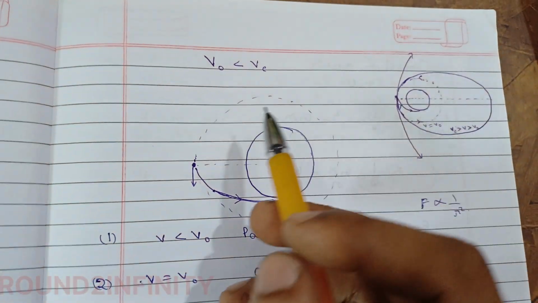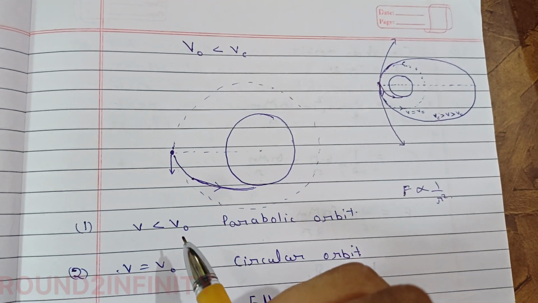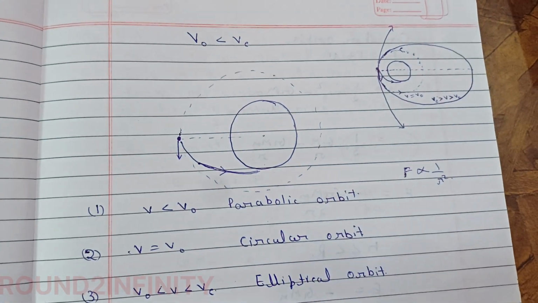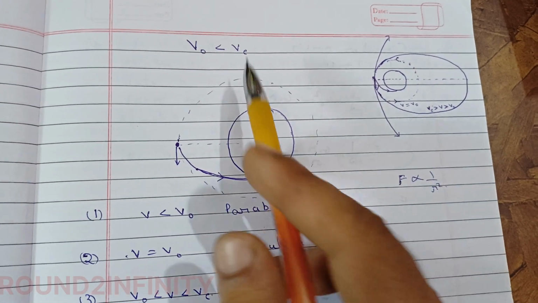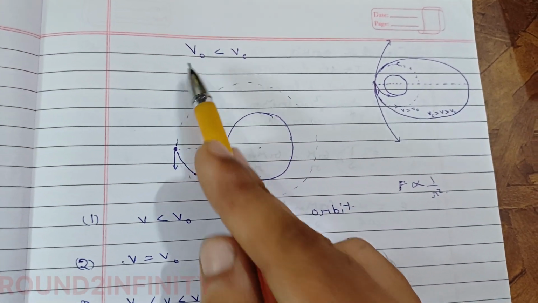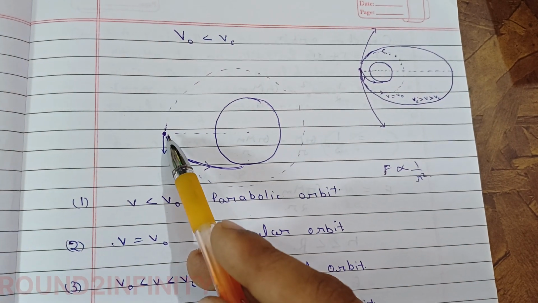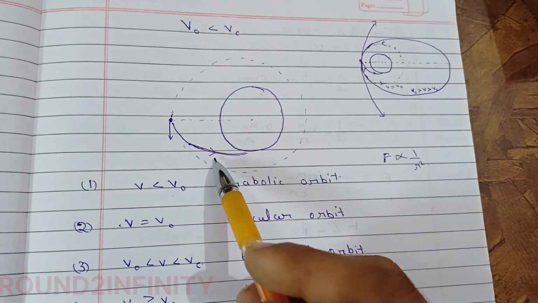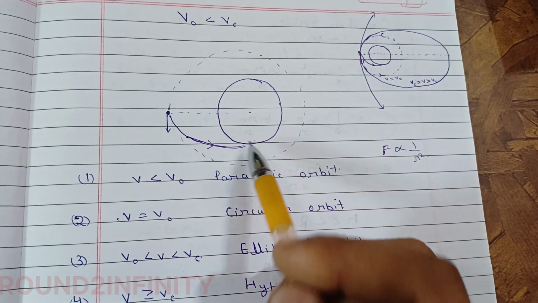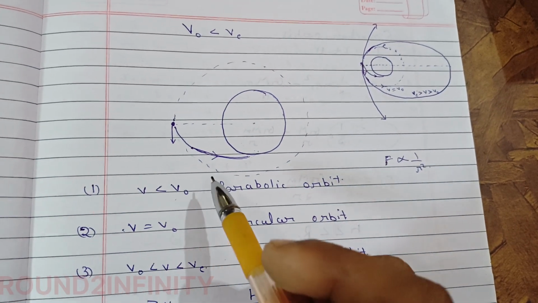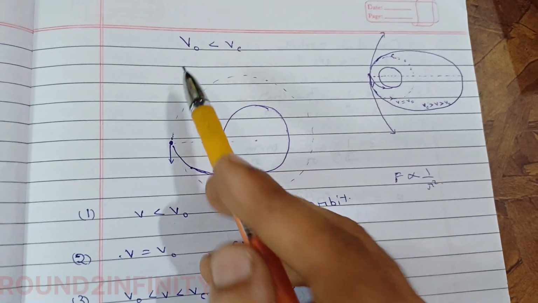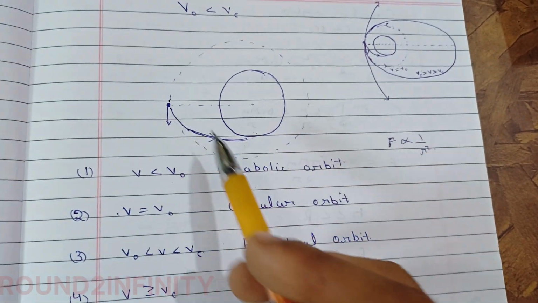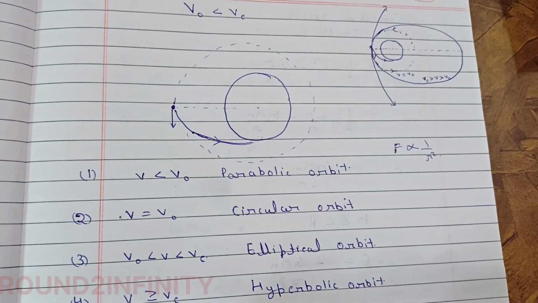Now let's see how speed determines the orbit of a satellite around the earth. If the velocity is less than the orbital velocity, what happens? If we launch something from the earth and v is less than vo, then we will have a parabolic trajectory. The object goes along the normal path we see and will hit the earth. What happens when v becomes v orbital? Then it will go around the earth in a circular orbit.